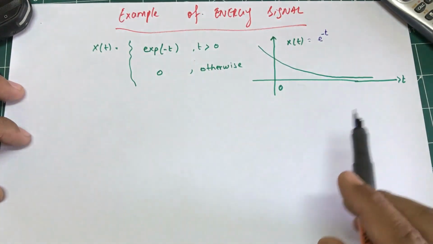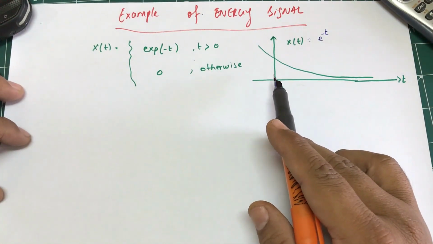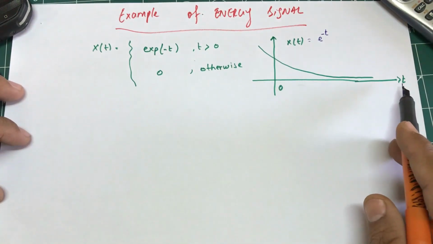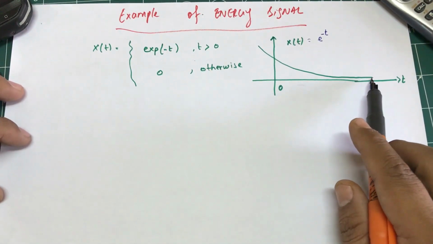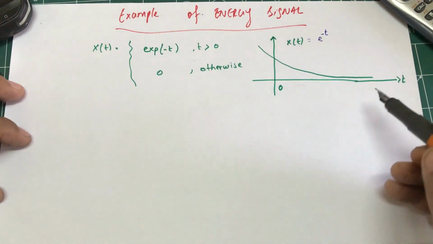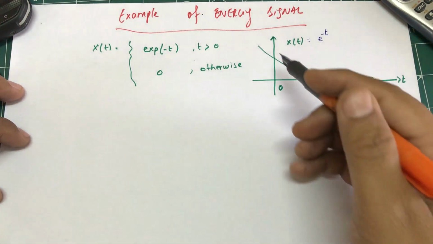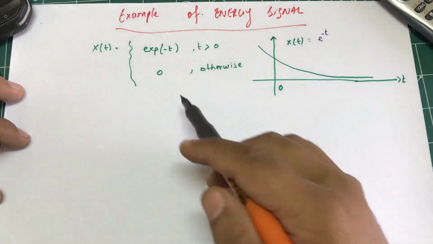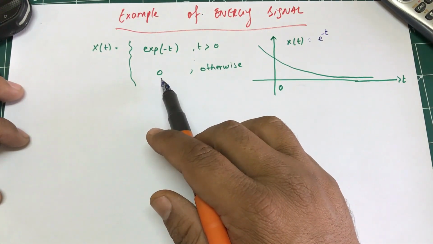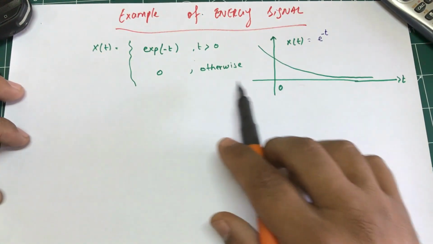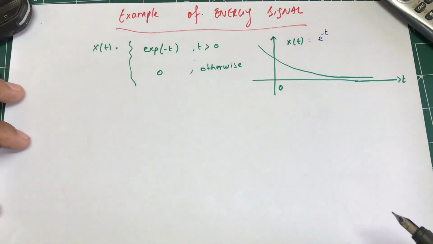This is what that signal looks like, and as time passes by, this signal tends to go to 0. That's what that means. As time reaches infinity, this signal tends to go to 0, and otherwise this signal does not exist. It is 0 anywhere besides this condition.